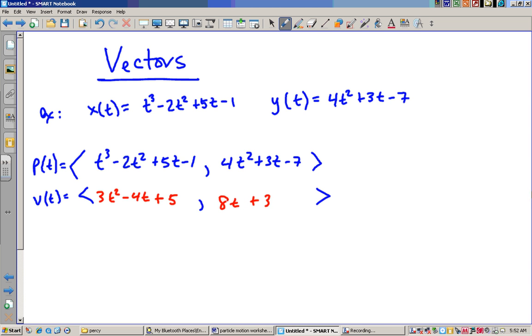I can also find my acceleration vector by, you guessed it, deriving my velocity vector. So it would be 6t minus 4 and 8. Okay. So this is just an example of how we can, given a position vector, find a velocity vector or an acceleration vector. I could ask you, what is the position at time t equals 2? In that case, you just have to plug in here and you will get an answer. I can ask you for the velocity at t equals 5 and so forth. You kind of get the point.